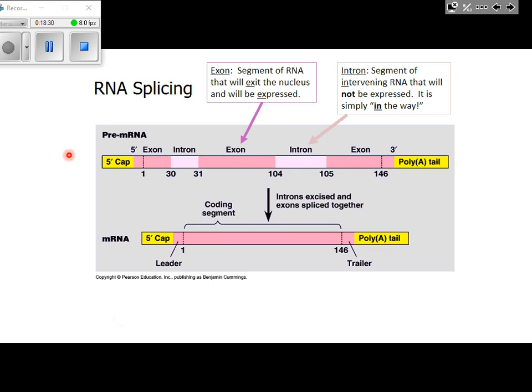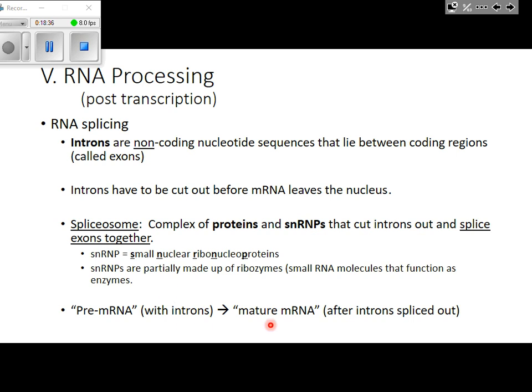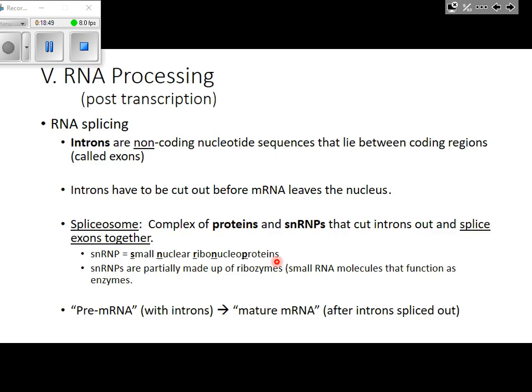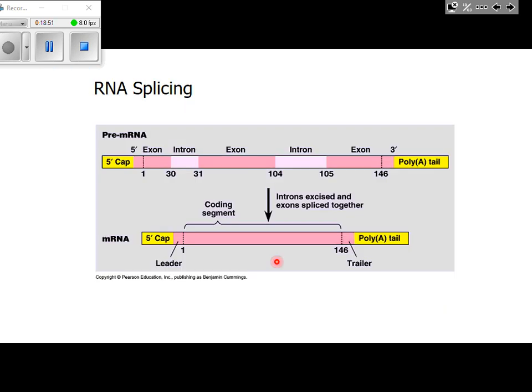So initially, we would call this pre-mRNA before it's edited, when it still has its introns, and then after the introns have been spliced out, we call it mature messenger RNA. So that's the mature messenger RNA right there. This is what we're actually going to release to the cytoplasm so that the ribosomes can attach to it.